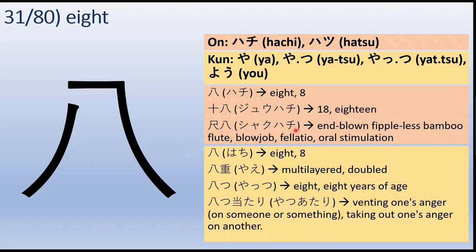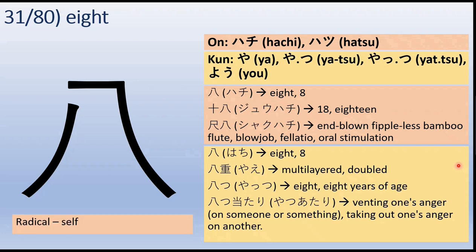Then in the kun'yomi usage, we have hachi as 8 again. Then we have yae. Yae means multi-layered or doubled. We have yatsu, which is 8 or 8 years of age. Then we have yatsu atari. Yatsu atari is venting one's anger on someone or something, or taking out one's anger on another.